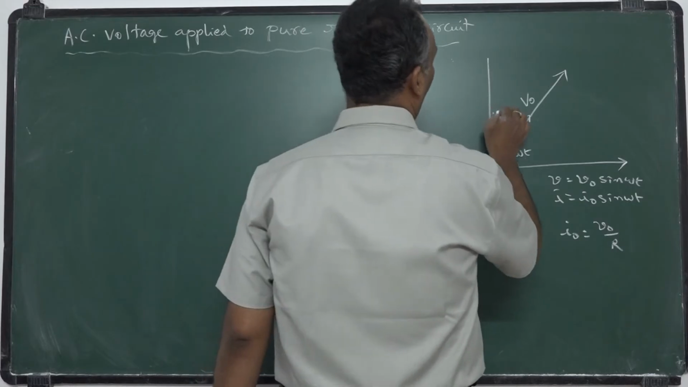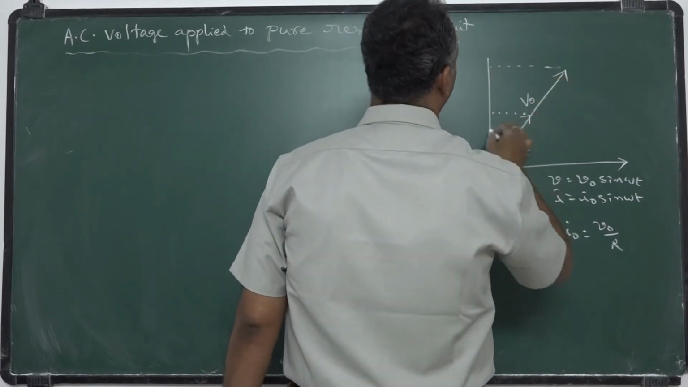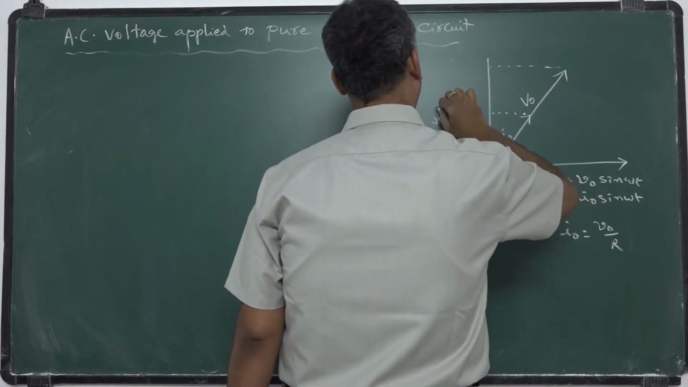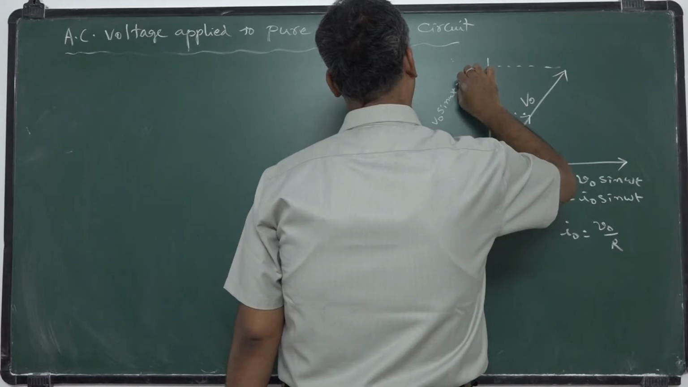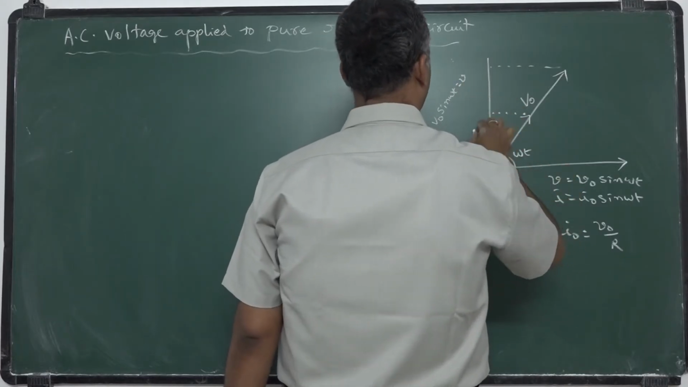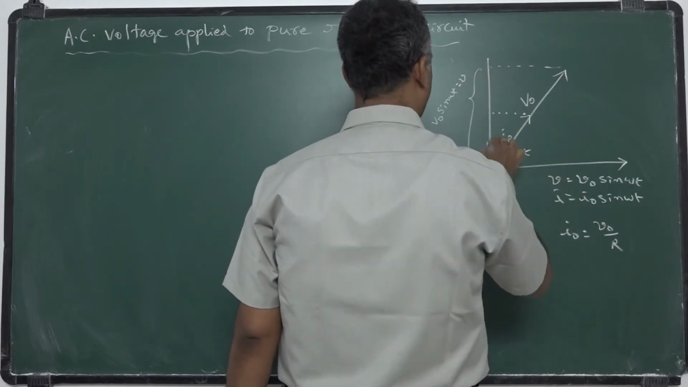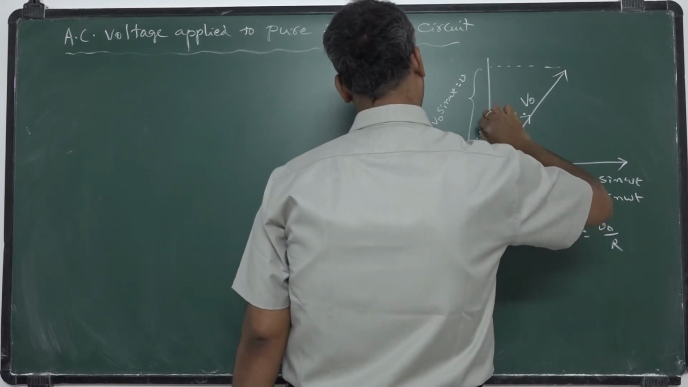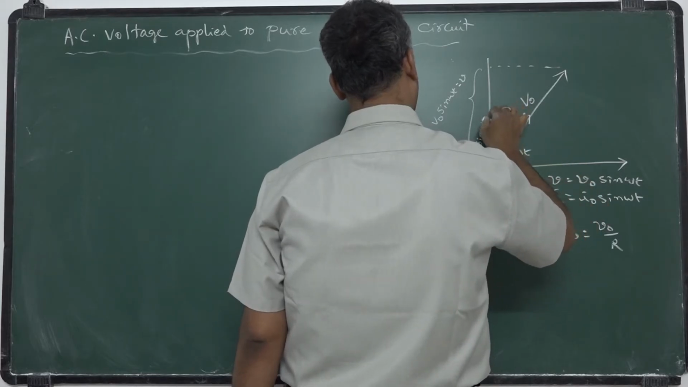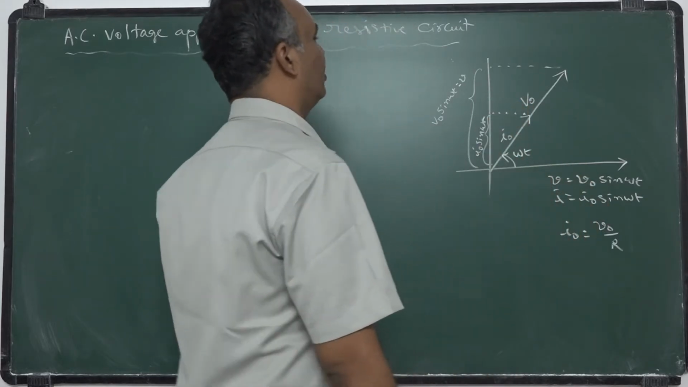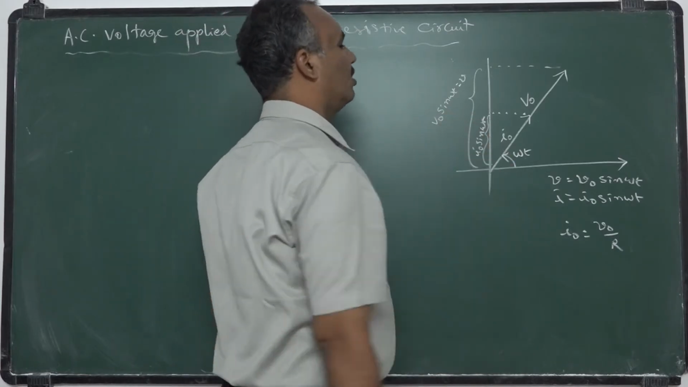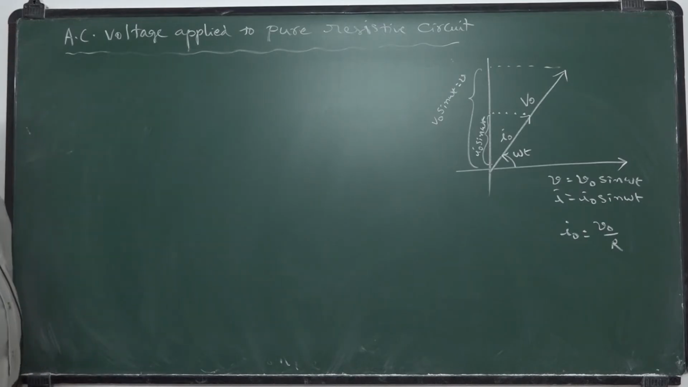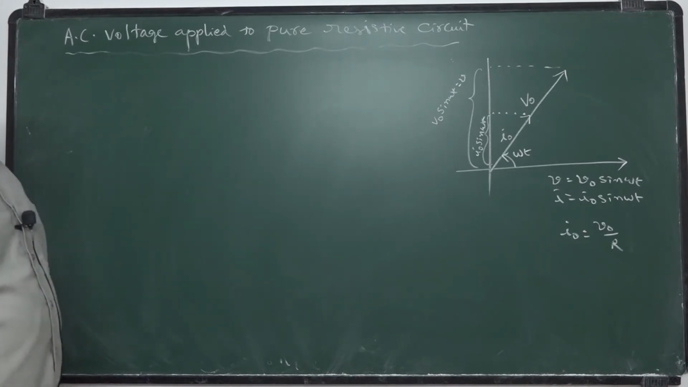If I take the Y components, the Y component of the bigger one will give V naught sin omega t, nothing but V. This one is I naught sin omega t. So this is V naught sin omega t, this is I naught sin omega t. So that is about the phasor diagram for a pure resistive circuit.